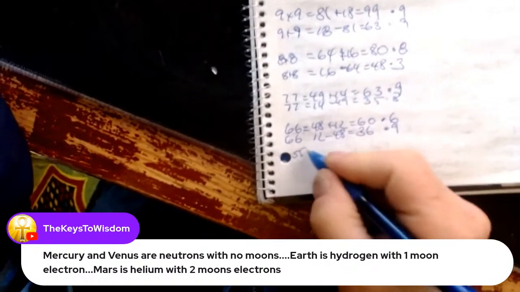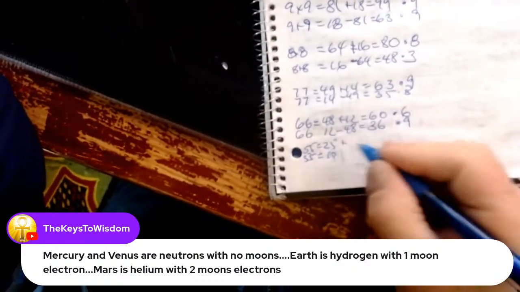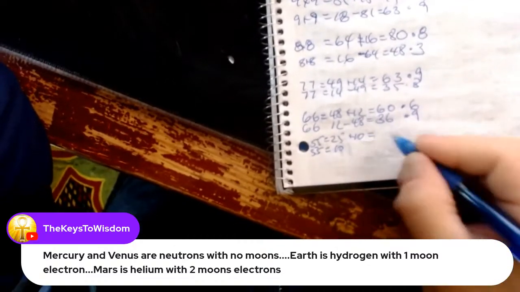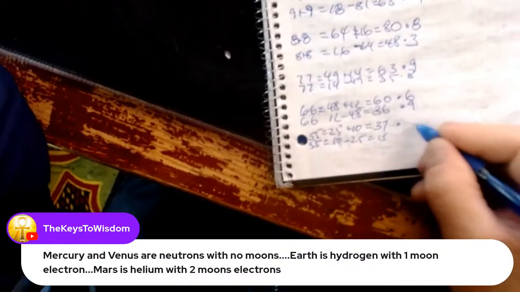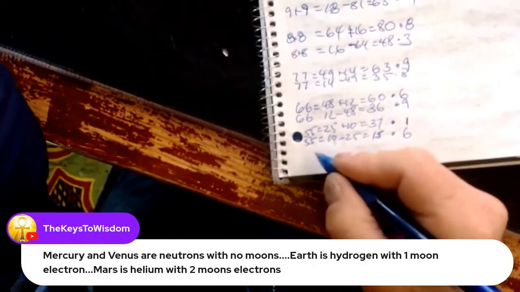And then we're going to go to 55, which is 25 and 10 equals 37 minus 25 equals 15. So on its plus side, it's 1. On its minus side, it's 6.